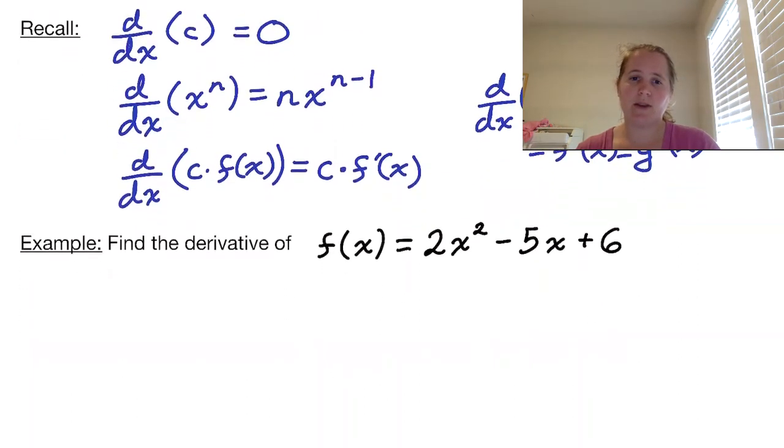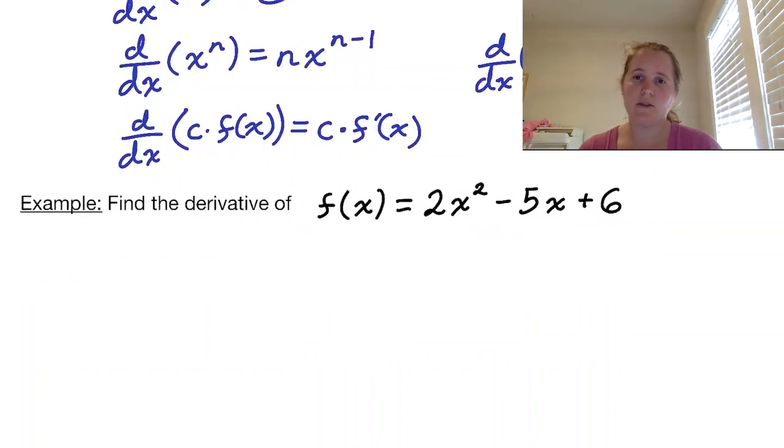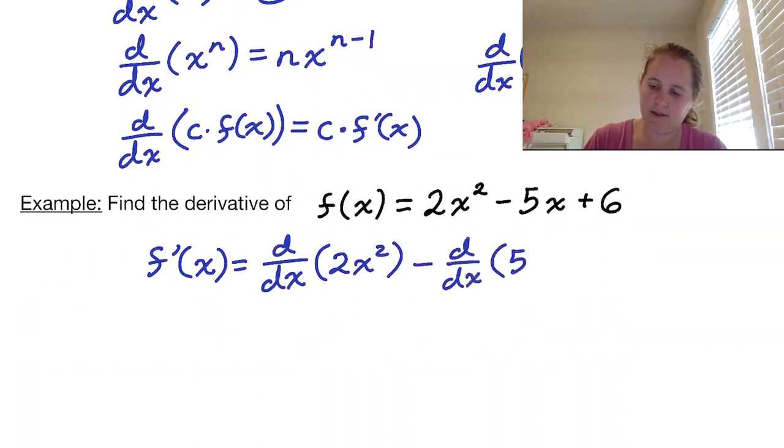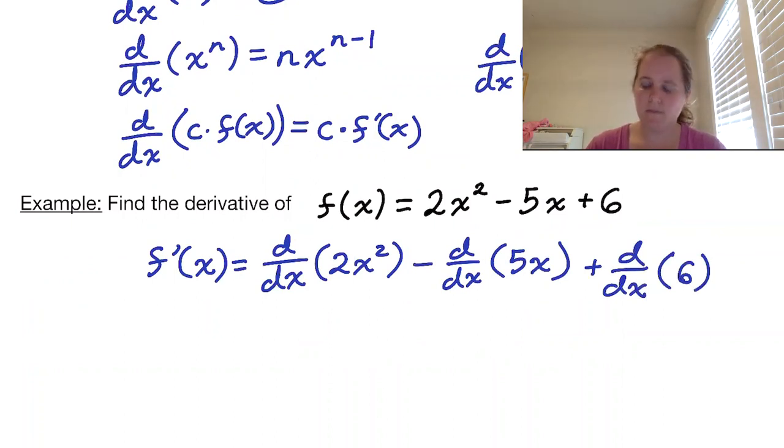So first up, let's find the derivative of f of x equals 2x squared minus 5x plus 6. So we have f prime of x is equal to, we can go ahead and separate this. It's the derivative of 2x squared minus the derivative of 5x plus the derivative of 6. So that's using the sum and difference rule.